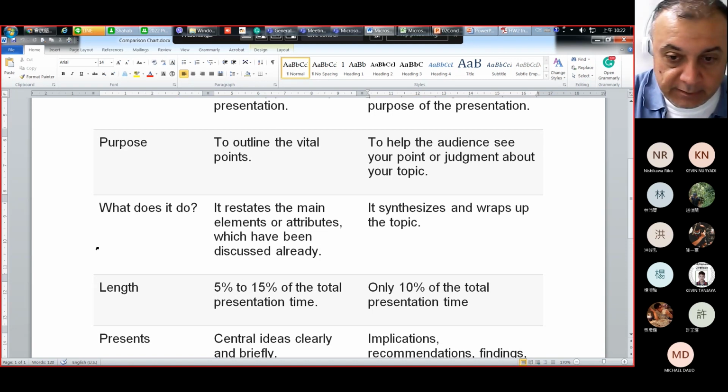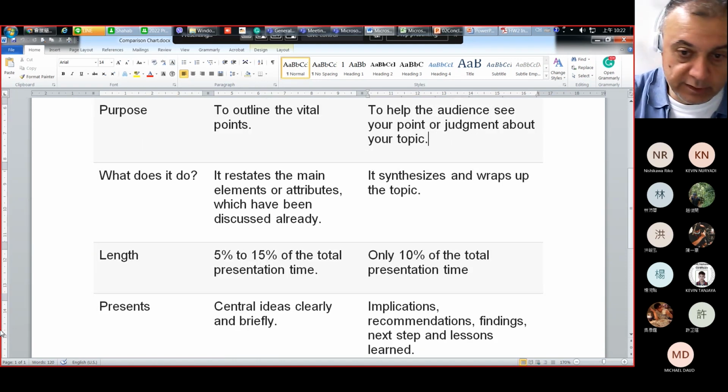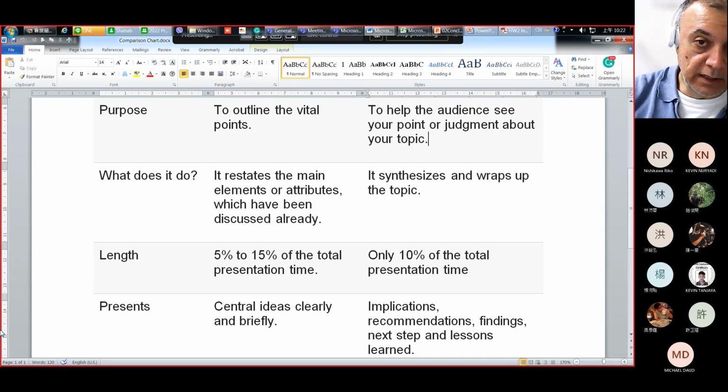Now, how about the timing? This is not the exact timing, but it's an idea. So how much time do you spend on the summary? Well, because you already gave an outline, because you already have talked about it, the summary doesn't need to be too long, 5 to 15% of the total time that you have to make a presentation. And the conclusion is also about 10% of the total presentation time.